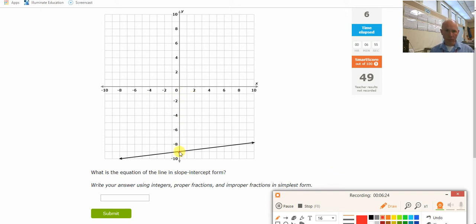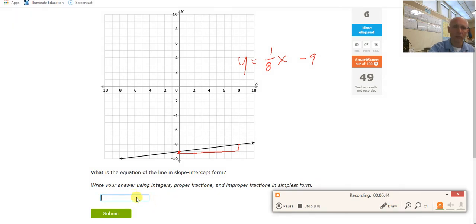Okay, there's my intercept right there at -9. And my slope, where's a good point? Right about there. Is that a good point? Looks like it's 1 over 8 then. 1 over 8. Y equals -1/8 x minus 9. Y equals -1/8 x minus 9.